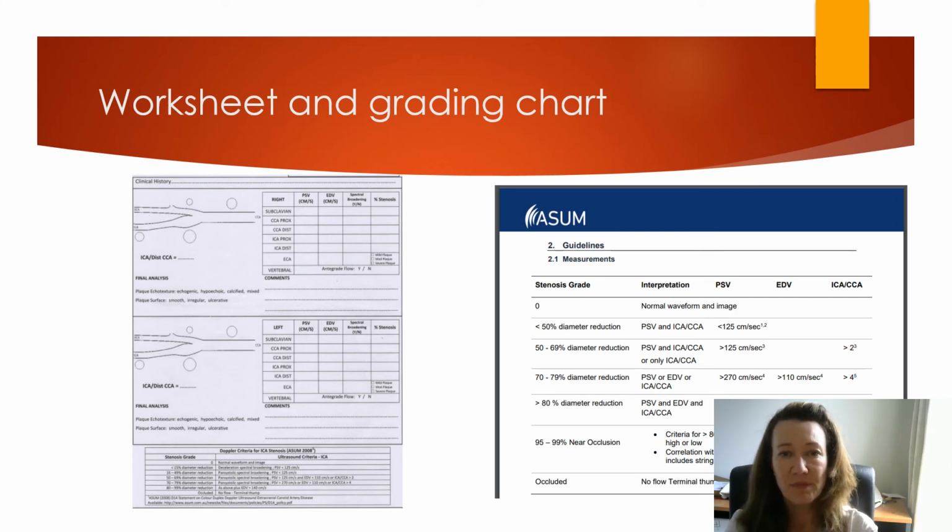This is an example of a worksheet where the columns give you the indication of where to place your peak and end diastolic velocities. And then we will also give the ratio of the ICA over the CCA and then discuss the plaque features that you see on the carotid. ASM has given us a grading chart, and this is what we use in Australia to depict the diameter reduction and increased velocity that will give us the percentage of reduction.